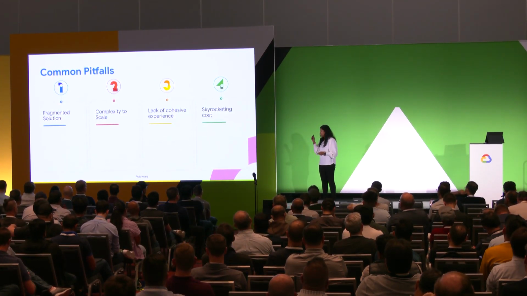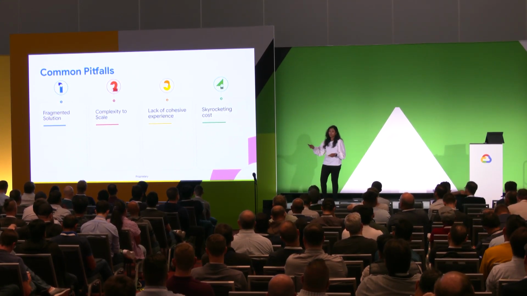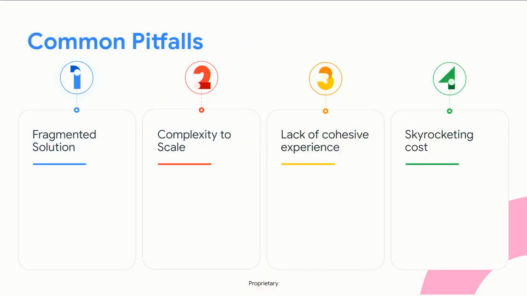fragmented solution will lead to number two, number three, and number four, right? You cannot figure out how to scale. That's going to be a bottleneck.